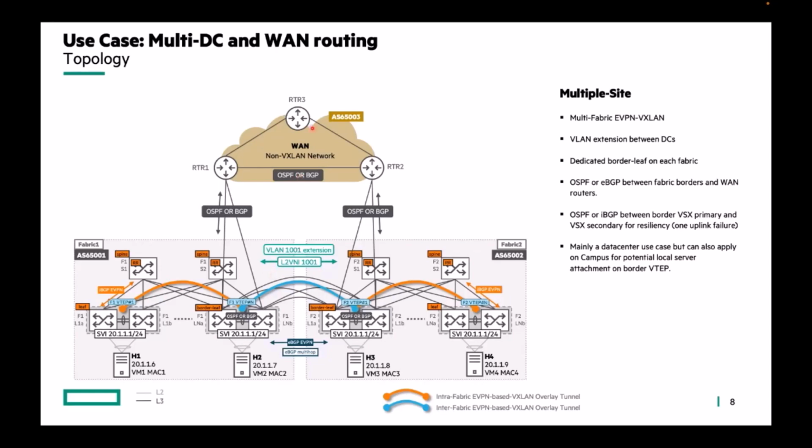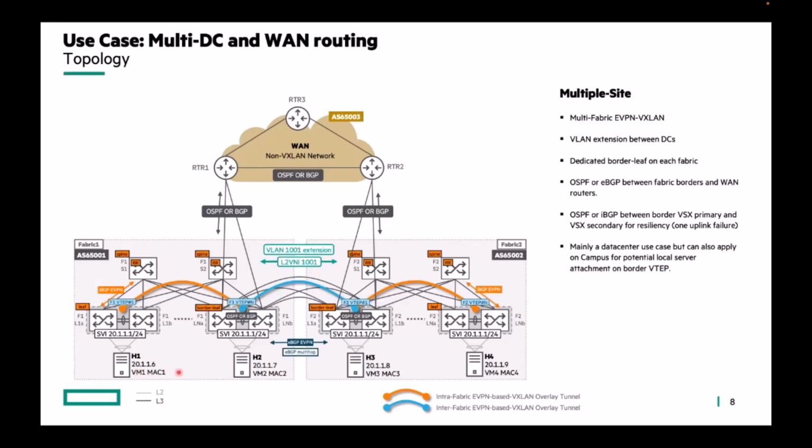Now you know about the upper cloud, which is a WAN non-VXLAN network, right? You have a number of routers. Maybe we are using WAN router 1 for Fabric 1, WAN router 2 for Fabric 2, and they are connecting to router 3 and so on. Basically, they are running OSPF or BGP, right? And this would be the border leaf for Fabric 1 connecting to the RTR1, running OSPF or BGP, similar to the other site. Same VLAN 1001 extension, L2 VNI 1001.